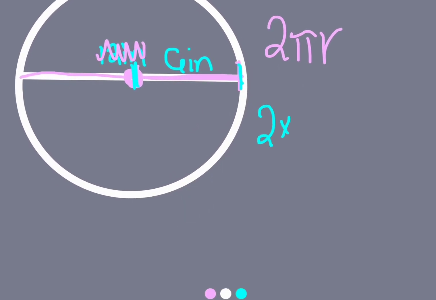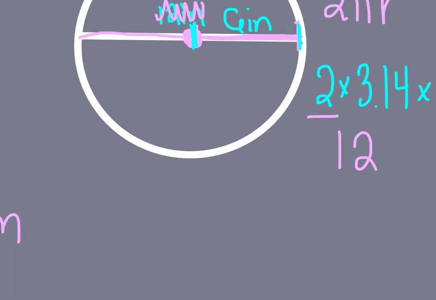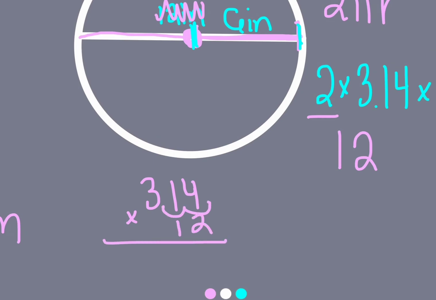2 times pi times 6. I'm going to multiply my non-decimal numbers first. I get 12. Now I need to multiply 3.14 times 12. Jump my decimal over 2 places. 2 times 4 is 8. 2 times 1 is, I need to put 2 because I jumped over twice.